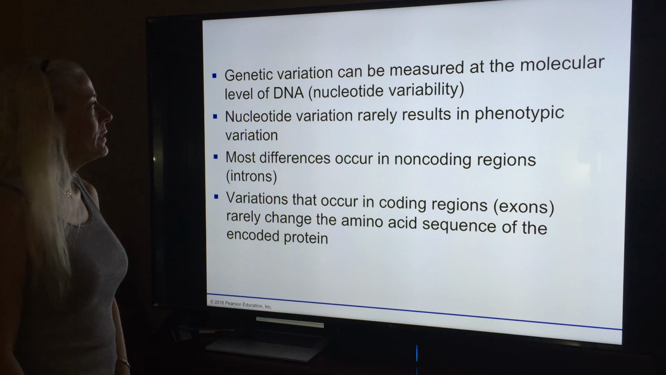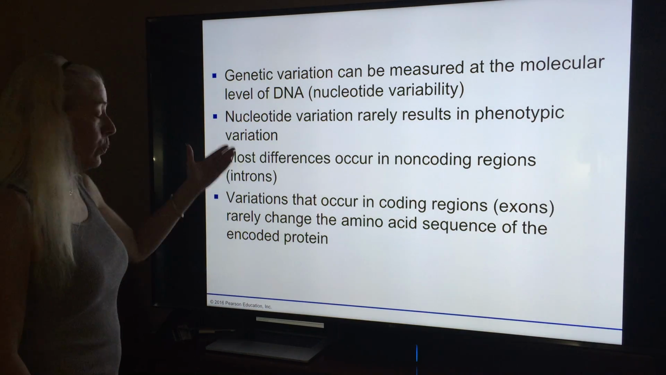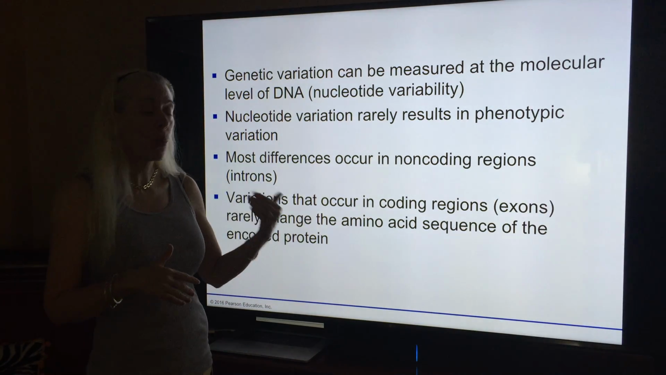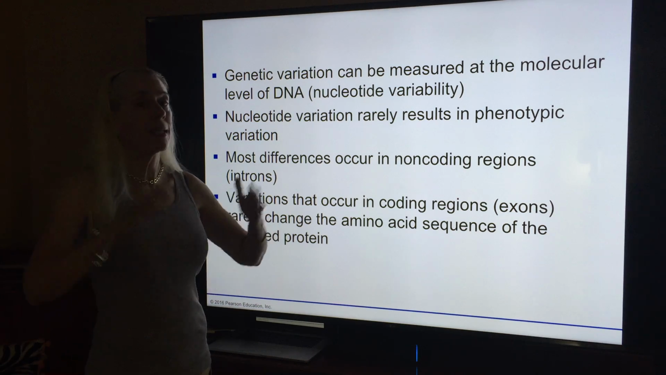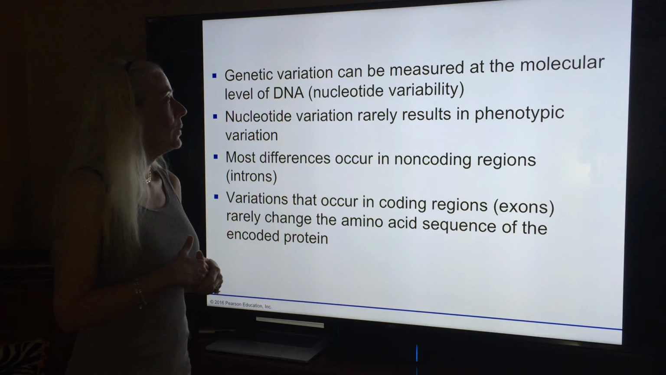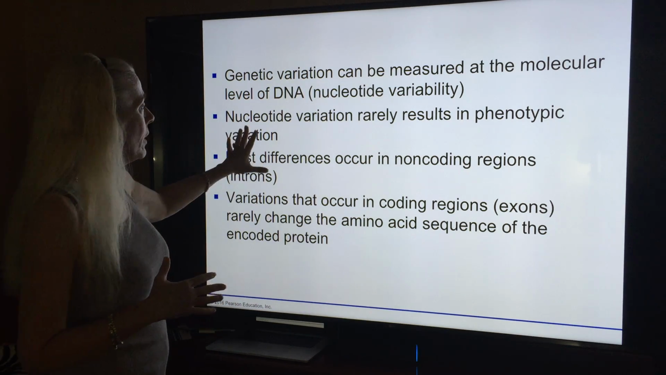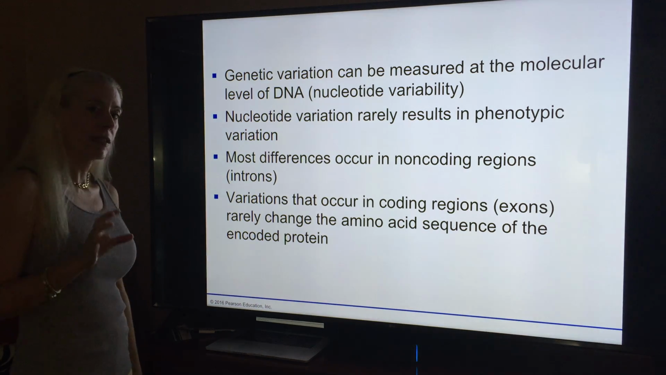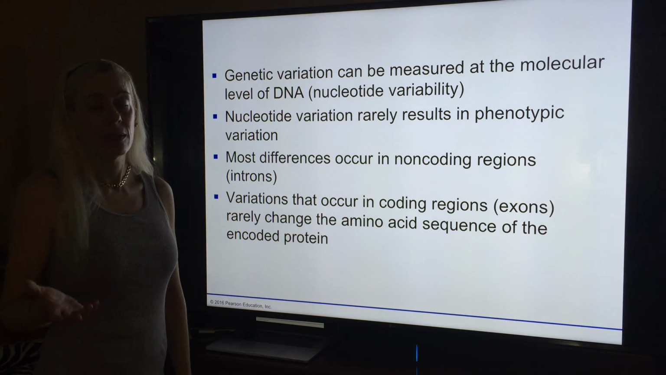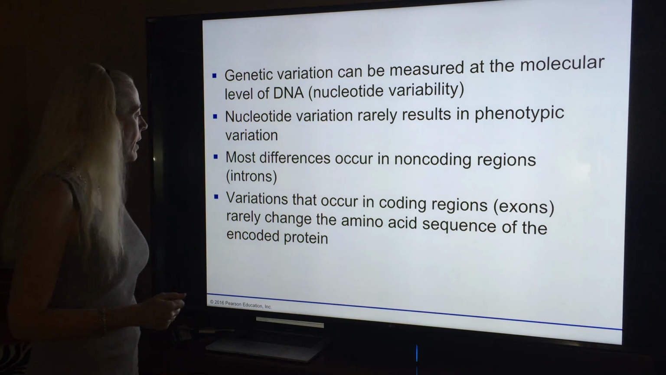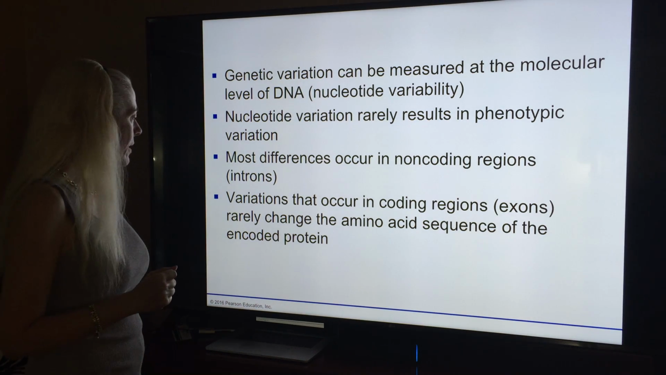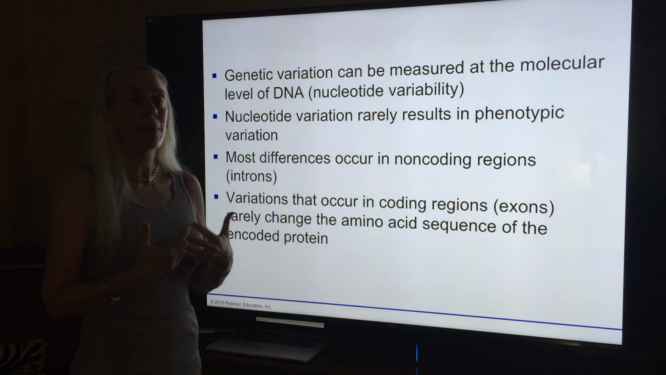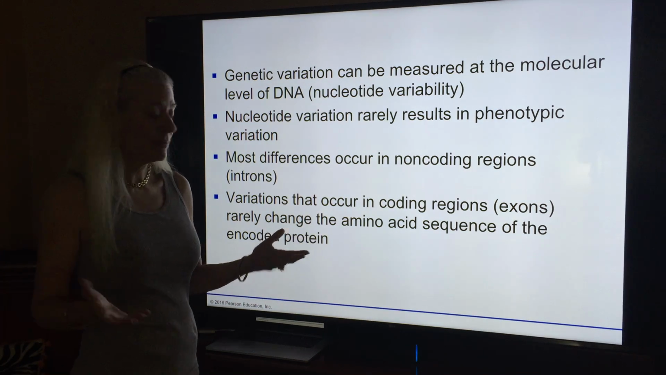Nucleotide variation rarely results in phenotypic variation. We know this because we learned about codon sequencing. We learned about the wobble, where the third base in the codon usually has nothing to do with anything. That's what they're talking about there with nucleotide variation. Most differences occur in non-coding regions, on introns, things that stay in and don't get expressed. Variations that occur in coding regions, exons, rarely change the amino acid sequence of the encoded protein. Because if you're a human, pretty much all humans have the same stuff.